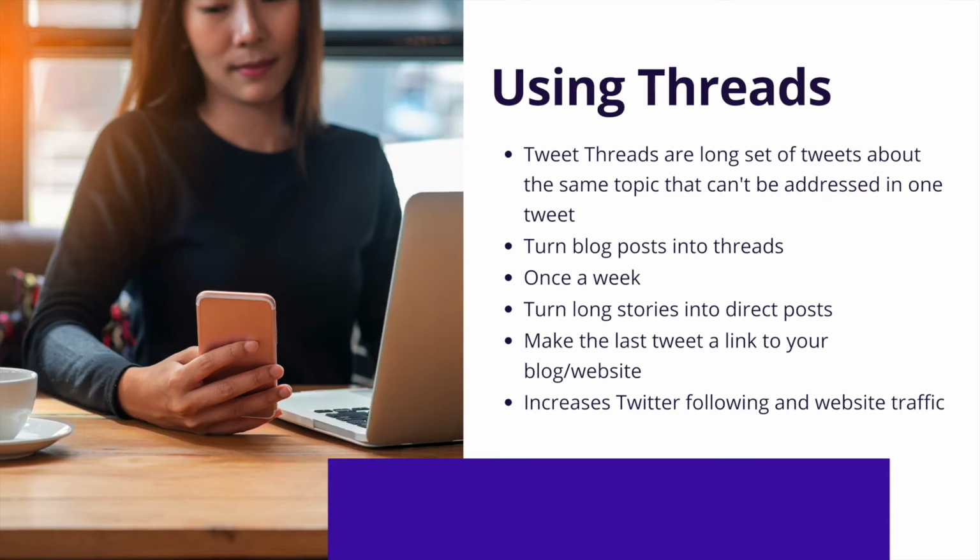Next, what you want to do is use threads. Using Twitter threads can be very efficient. And if you don't know, Twitter threads or tweet threads are long sets of tweets about the same topic that can't be addressed in one tweet because of the length requirements or whatever. If somebody wants to talk about one topic, sometimes you can see these threads that go on for like 15, 20 tweets, and you can see that people talk about a certain topic mostly from one user.